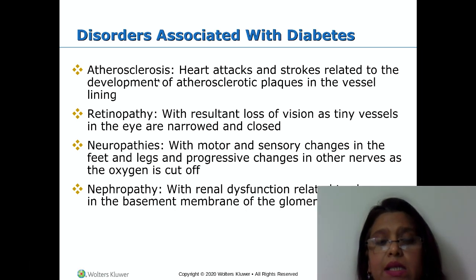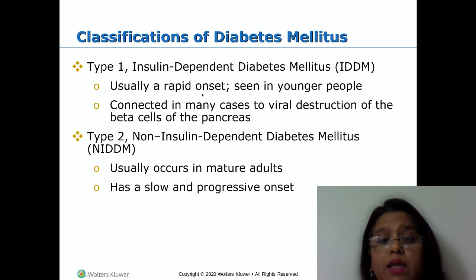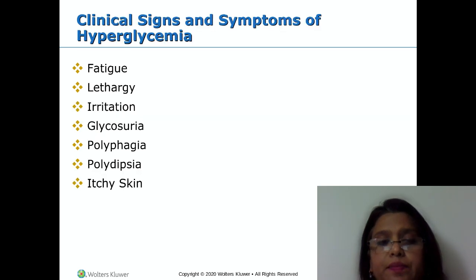Atherosclerosis, something that sticks in their vessels, causing plaques in the blood vessels, is atherosclerosis. So those are all disorders associated with diabetes. Type 1, so we talk about type 1 and type 2. Remember, type 1 is seen in younger people and usually with viral destruction of beta cells of the pancreas, where it's not producing enough insulin. Type 2, non-insulin dependent diabetes mellitus, usually occurs in mature adults, has slow and progressive onset.